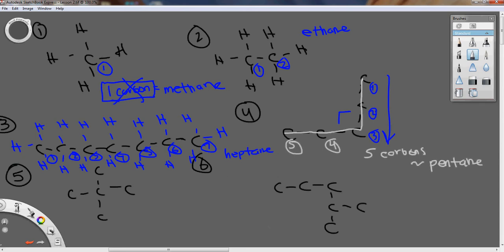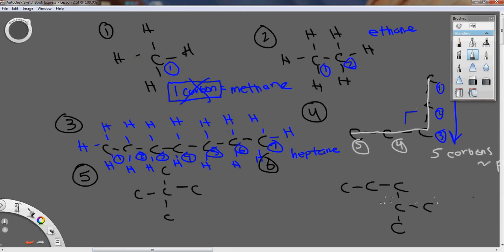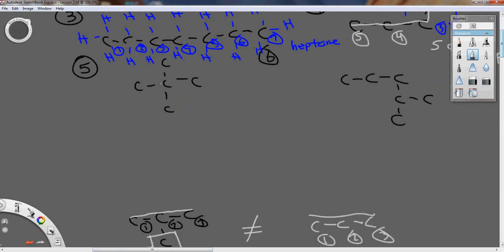Alright, so now 5 and 6. These were tough ones. Hopefully you guys recall. So, first we have to find the longest path. So let's start from the left, just the way I always do it. And we'll move. So let's see. Now we want to see which path we should take to give us the most carbons. It looks like we'll get the same amount no matter what. So let's just go straight across.